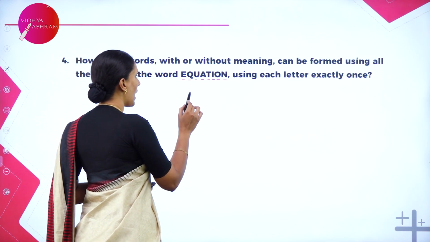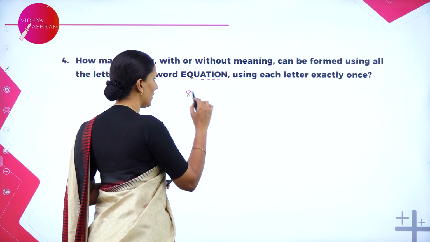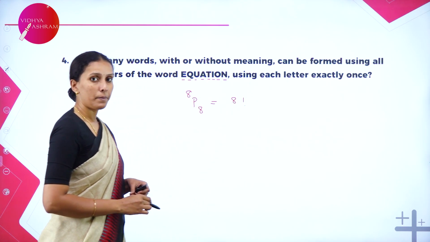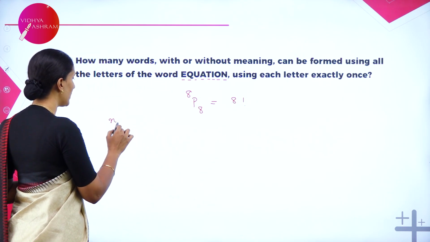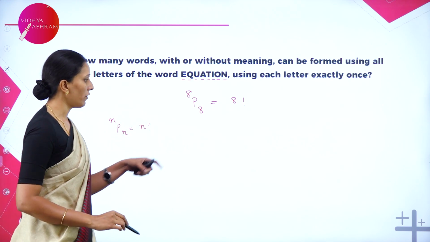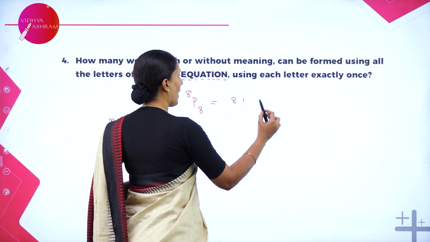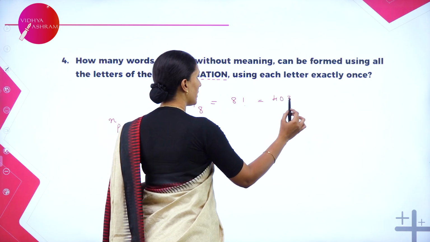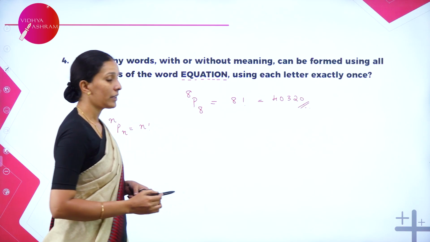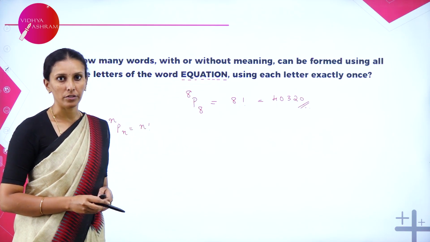So that means I need to take the permutation of all the 8 letters, which is nothing but 8 factorial, or 8P8. We know the property that nPn is nothing but n factorial. So therefore 8P8 is nothing but 8 factorial, whose value will be equal to 40,320. So that means we can form 40,320 words with the letters of the word EQUATION.